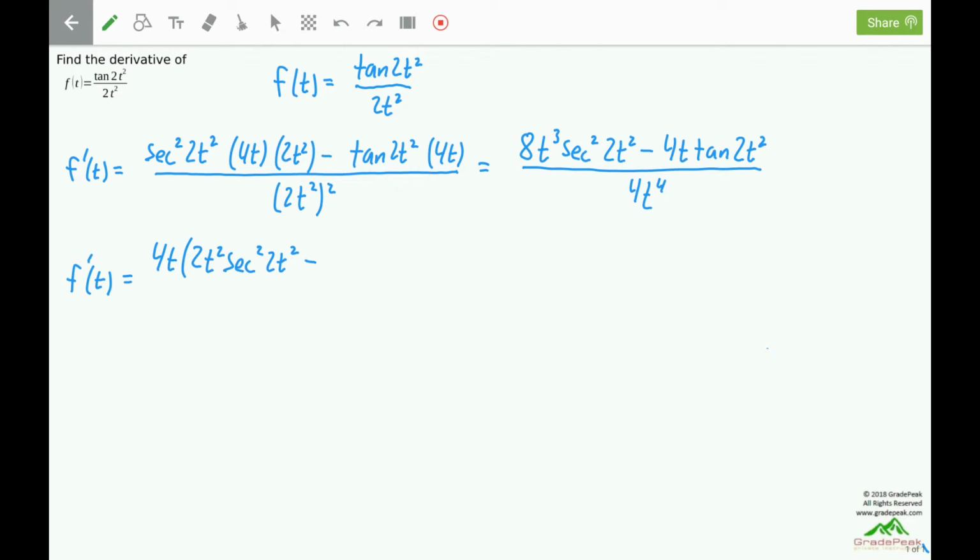And then minus for the second term, we took away the 4 and the t. So tangent of 2t squared, all divided by 4t to the 4th. Now that we've factored that 4 out, this is when it can cancel with the 4 in the denominator. And the t in the numerator can cancel with one of the t's in the denominator, leaving us with t cubed.